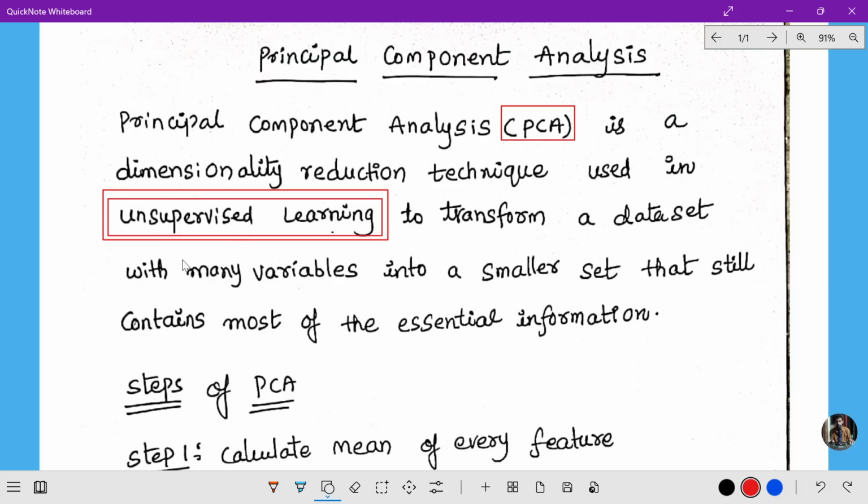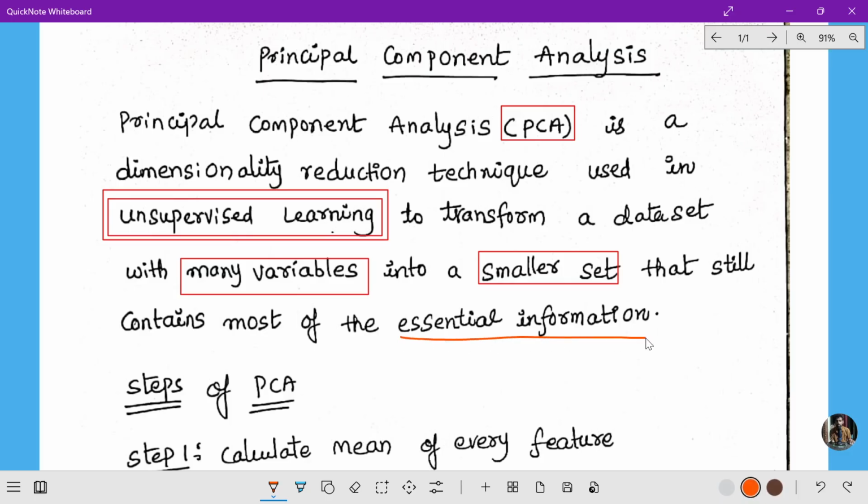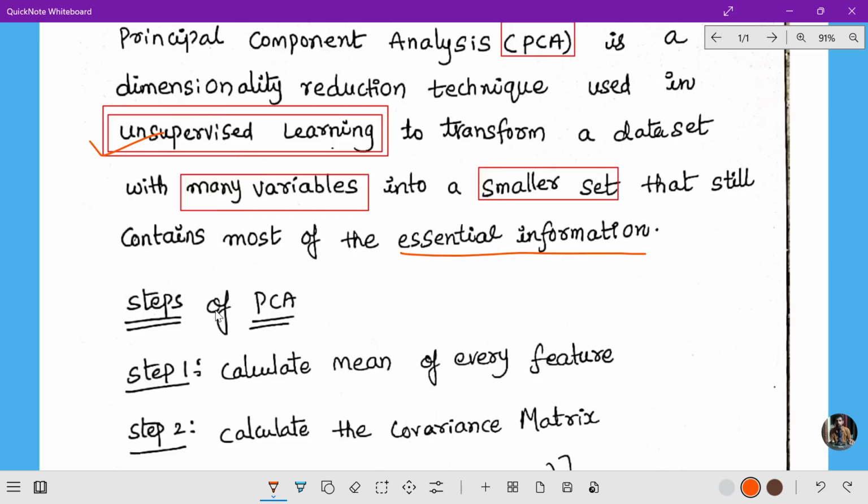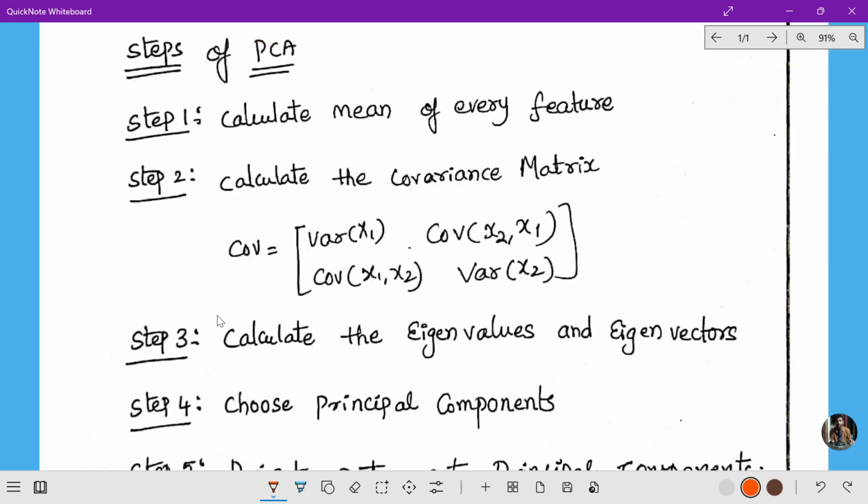Always remember, there is a large data set, and we are going to reduce it into a smaller set that still contains most of the essential information. When we convert large information into small, it is mandatory that it should keep the essential information. Remember, PCA is nothing but unsupervised learning. Next, what are the steps required to perform PCA?